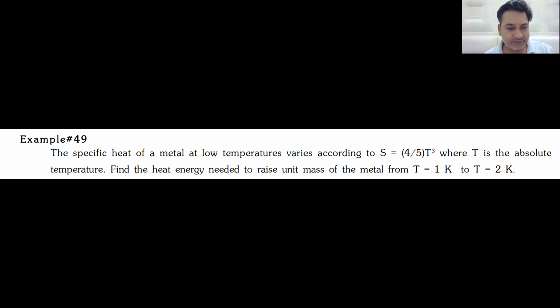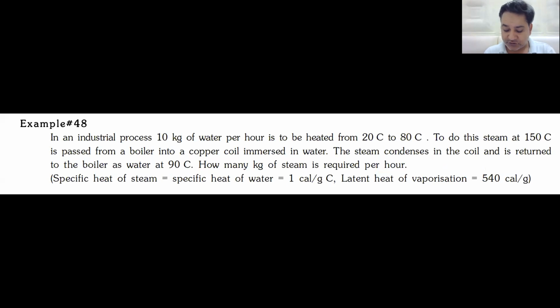I'll show you one question. I want you to try this one. This is question number 48, and this is a question based on pure calorimetry. In an industrial process, 10 kg of water per hour is to be heated from 20 degrees Celsius to 80 degrees Celsius. To do this, steam at 150 degrees Celsius is passed into a boiler and a copper coil immersed in water. The steam condenses in the coil and is returned to the boiler at 90 degrees Celsius. How much kg of steam is required per hour to do this operation?